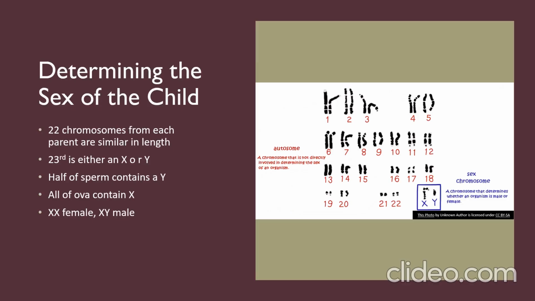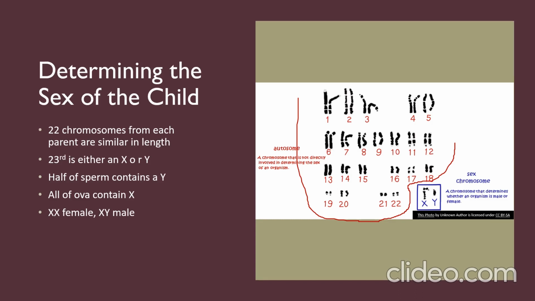So what determines the chromosomal sex of the child? We have 22 chromosomes from each parent. They are similar in length. If you look at this image, this is the karyotype. So, yung 1 to 22, these are the pairs of chromosomes, or sabi natin, these are the autosomes. Hindi sila yung mga sex chromosome.